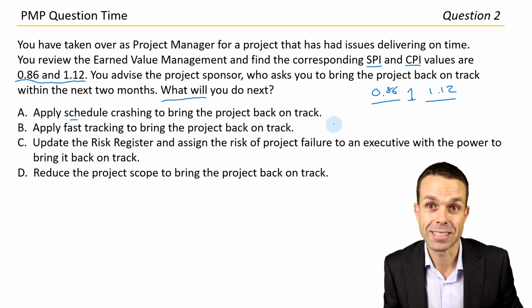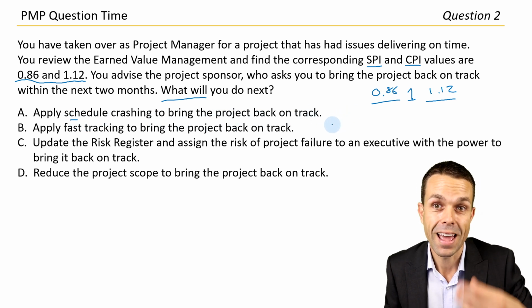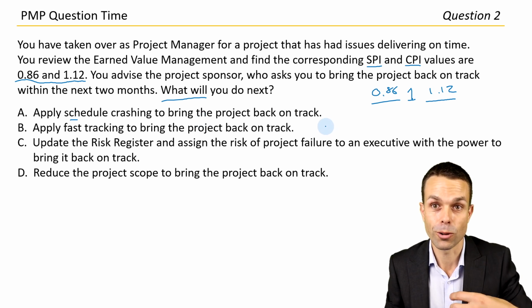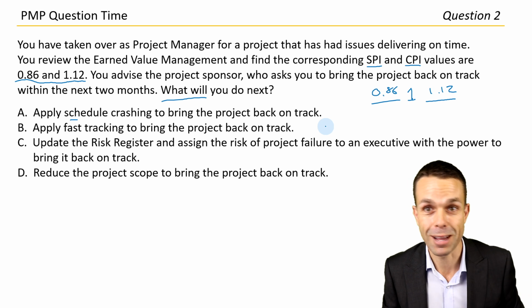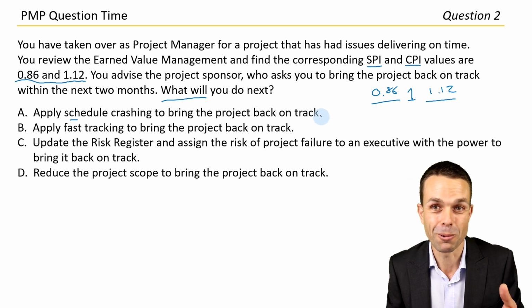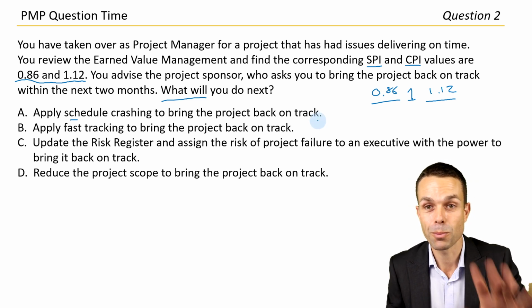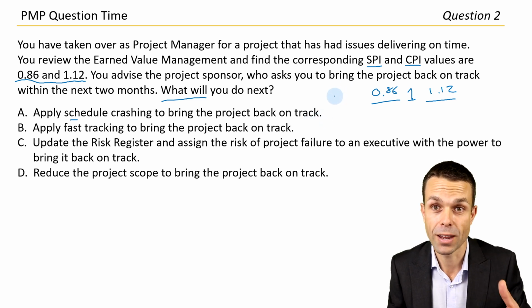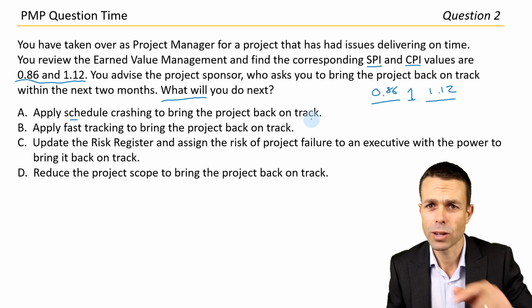So schedule crashing is where we throw money and resources at the project schedule to bring it back on track. As it says, I didn't even have to repeat that, but there it is. That's probably what we're going to go for, because we can put more people on and use up a little bit of that money because we're ahead of our budget. We're under our budget. What else have we got though?